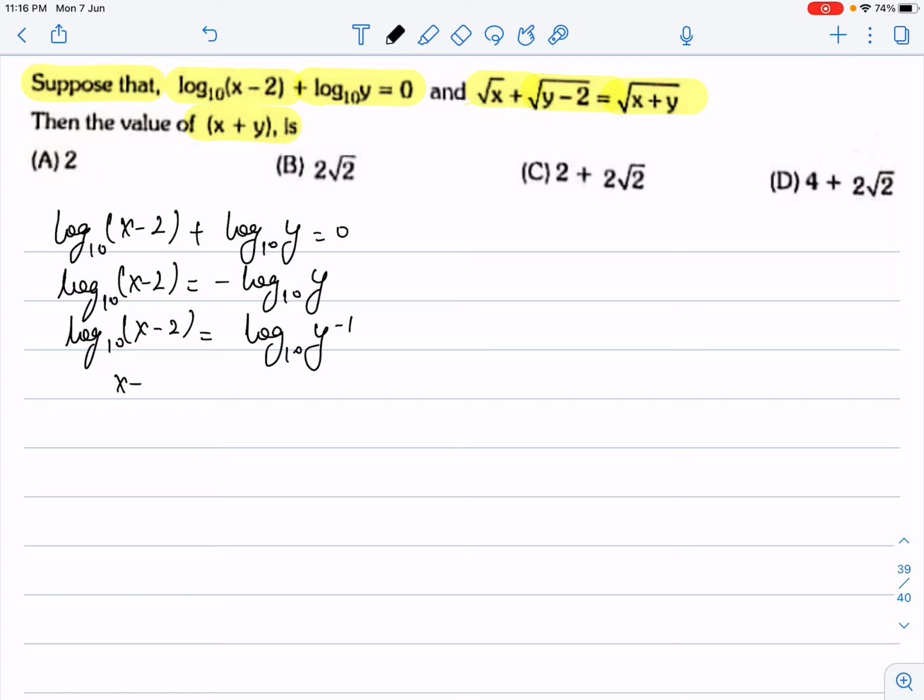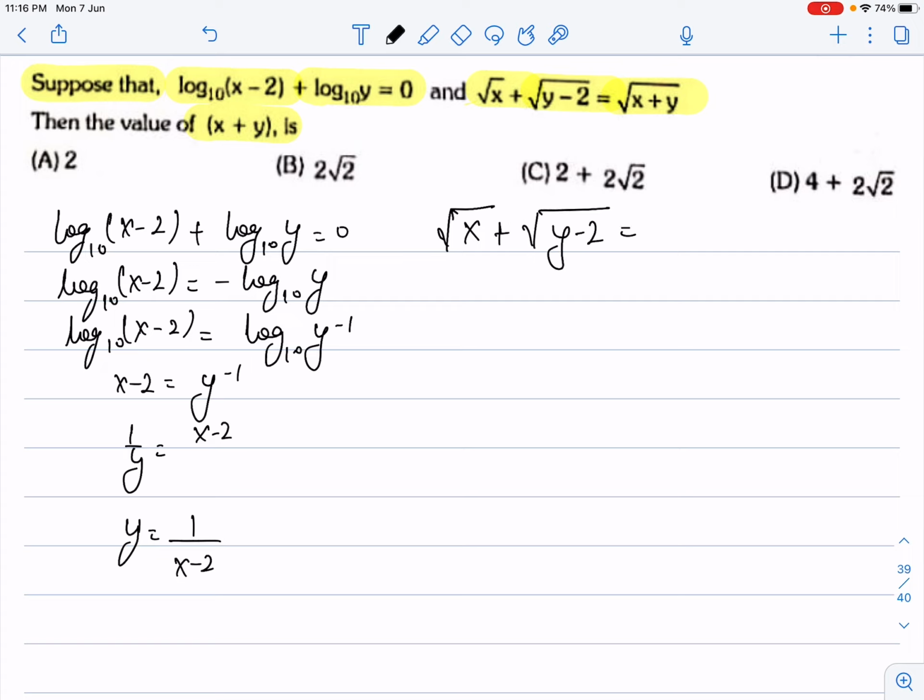That means x minus 2 is equal to y to the power minus 1, or 1 upon y is equal to x minus 2, or y is equal to 1 upon (x minus 2). Till here I hope you guys have got my point. Now let's make use of this to solve the second expression, that is root x plus root(y minus 2) is equal to root(x plus y), as given to you.